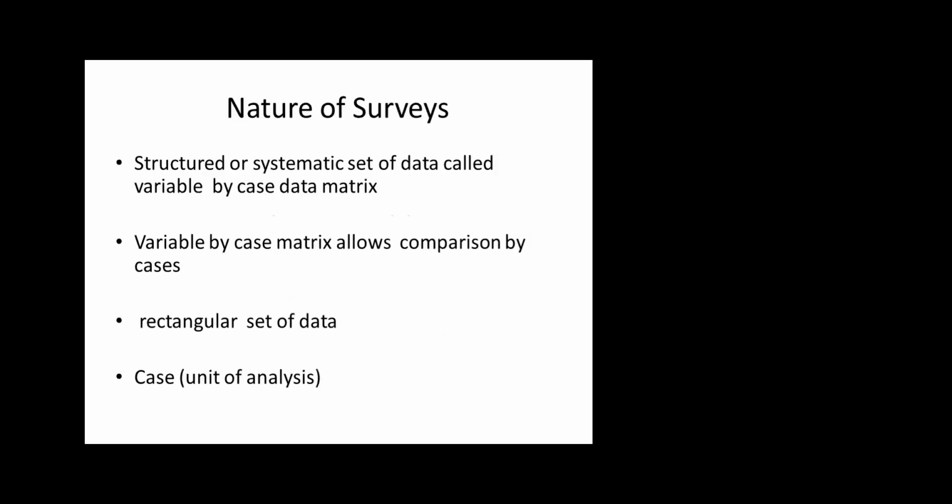So what is the nature of a survey? It is a structured and systematic set of data. Data is important in doing science. Data in quantitative research are called variables. What is the meaning of a variable? I'll give you an example. You listen to what I'm saying because I cannot put them all in the slide.